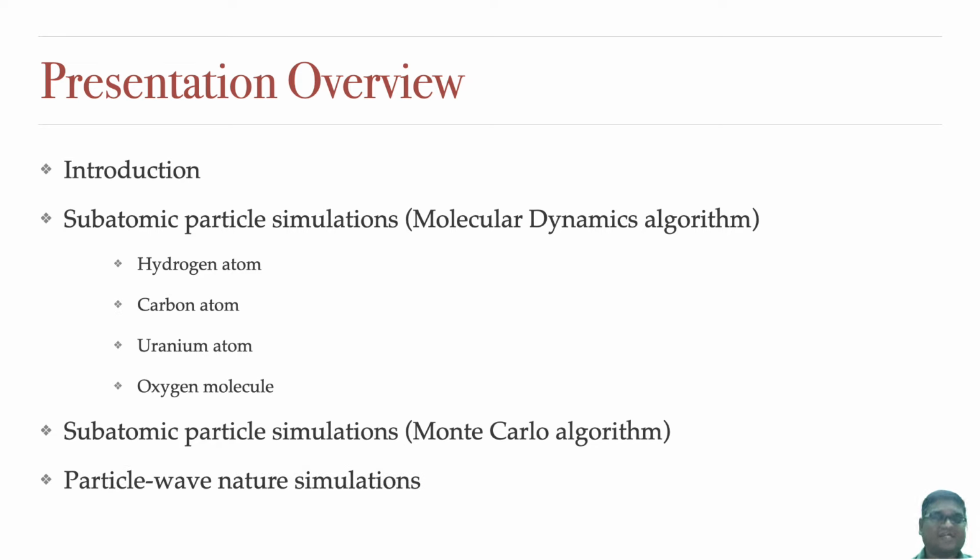And finally, all this molecular dynamics implementation and Monte Carlo simulation implementation are particle nature, classical approach. There is no wave representation. So I made an attempt at implementing pilot wave theory, in which the wave particle moves according to the interference pattern between the waves of protons, electrons, and neutrons. So that we'll see in the end, and then we'll conclude the session.